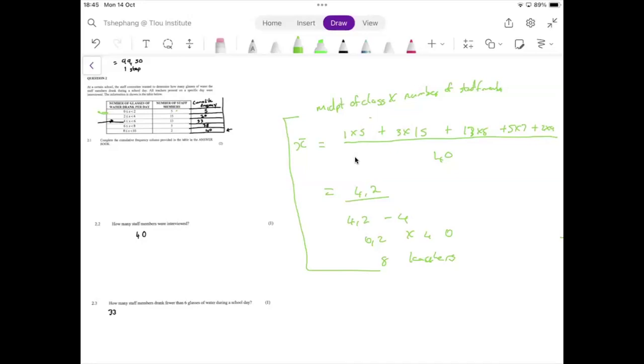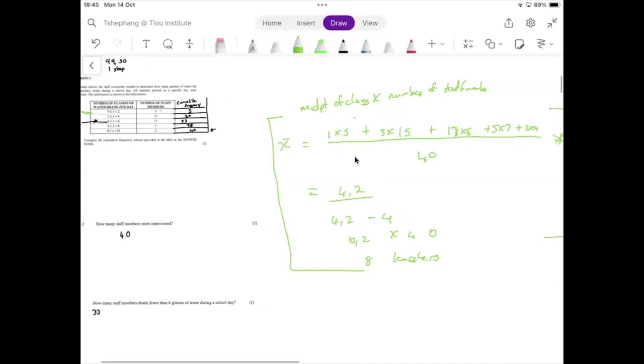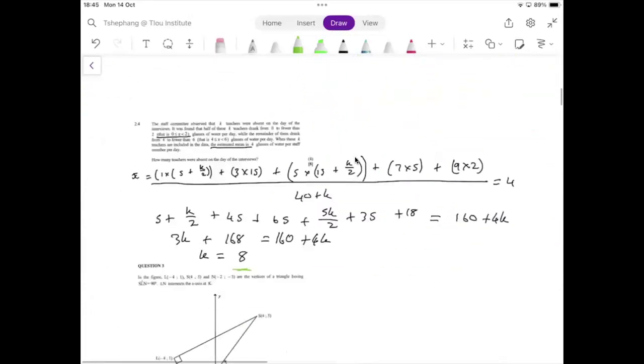Right, and then you divide by 40, because 40 is the total number of educators that we have. Then you simply say you have a new mean, which is 4,2. Then you subtract the old mean that they gave you to get the difference, which is 0,2. You multiply it by the total number of teachers, and that will give you 8 teachers.